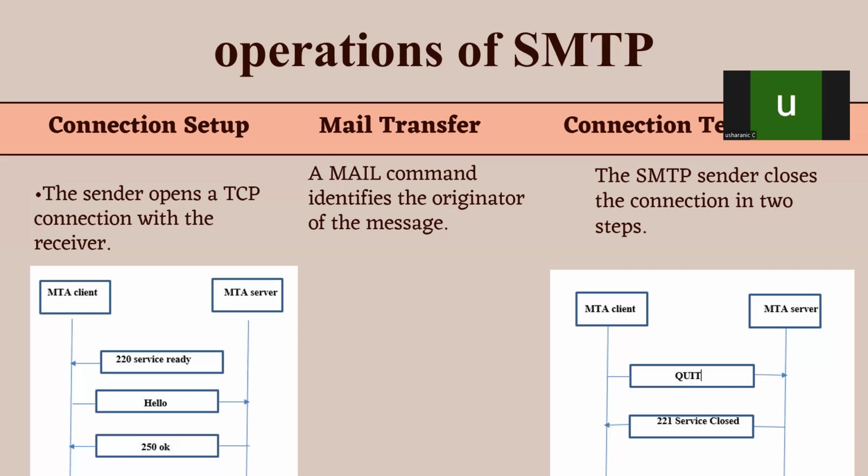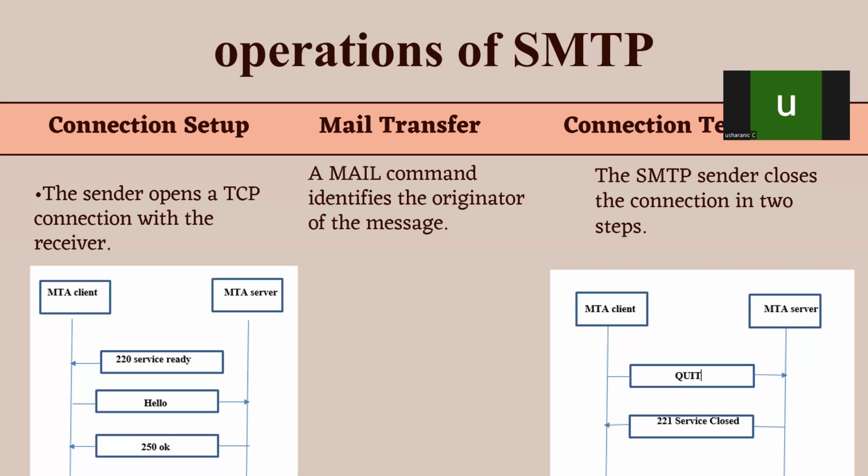Now the mail transfer operation. Once the connection has been established, the SMTP sender may send one or more messages to the SMTP receiver. There are three logical phases to transfer the message. First, the MAIL command identifies the originator of the message. Then the RCPT command identifies the recipient of the message, and then the data can be transferred as the message text.